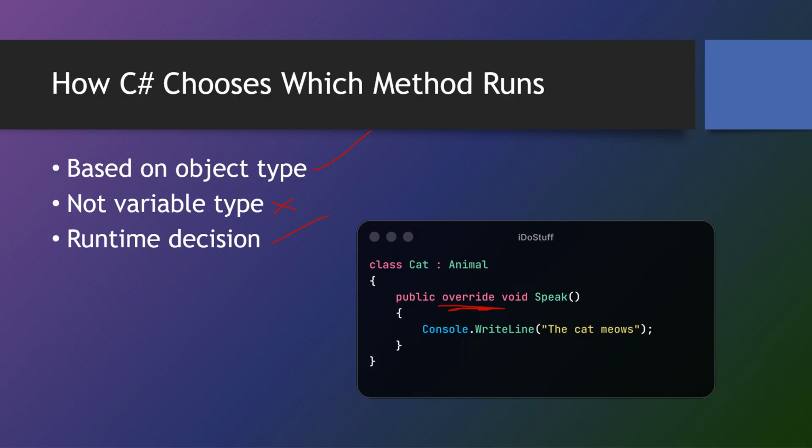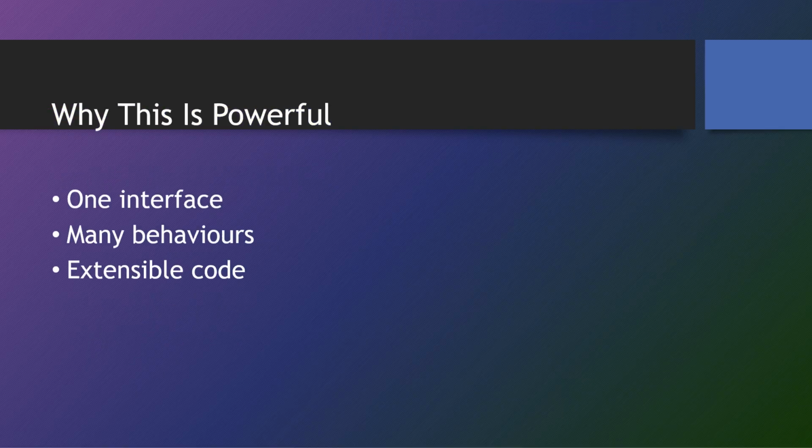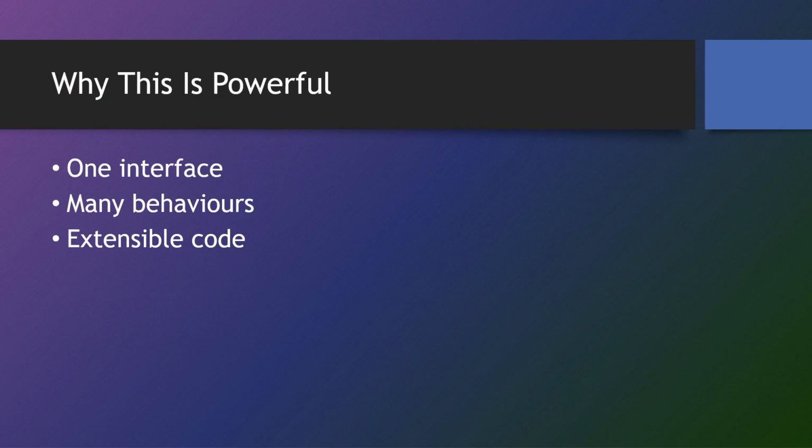Why is this so powerful? With overriding, you can write code against a base class, let each child class customize behavior, and add new types without changing existing code. This leads to cleaner designs, more flexible programs, and easier extensions later. Professional code bases rely heavily on this pattern.